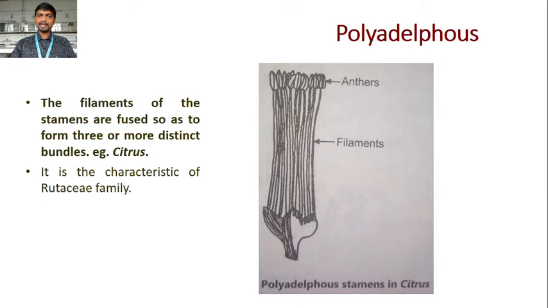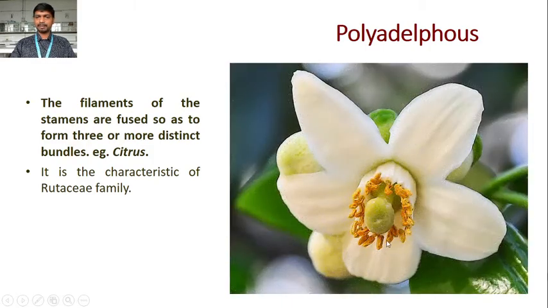Okay, so when the filaments of the stamens are fused so as to form 3 or more distinct bundles, that condition is called polyadelphous, and it is the characteristic of family Rutaceae, for example citrus. So here is the photograph of a citrus flower where we can find the 3 or more distinct bundles. Such a condition is the polyadelphous condition, where the filaments are united but the anthers are free, and these filaments of the stamens are united to form 3 or more distinct bundles. Such condition is polyadelphous condition.